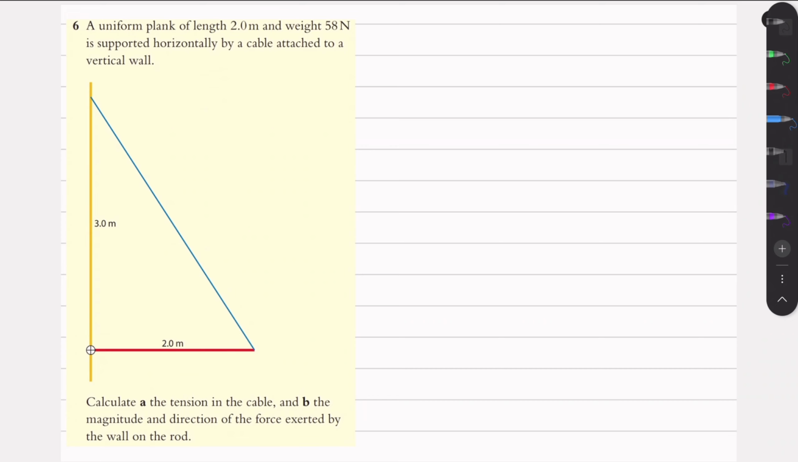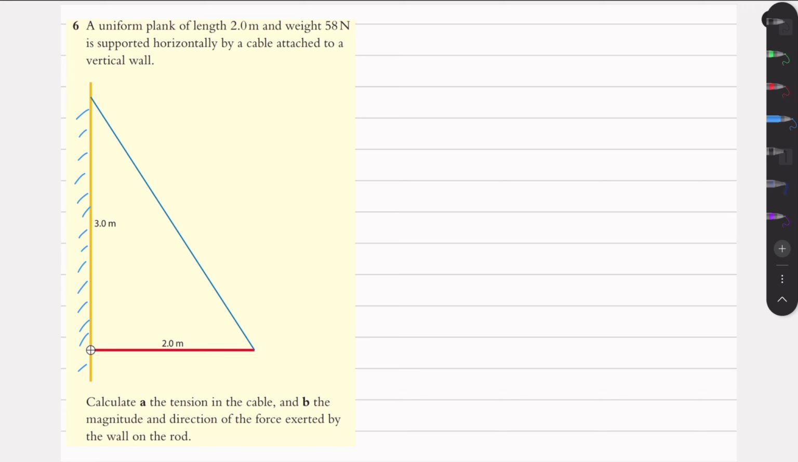So this first question, we have a very common exam style question where we have this ladder. It's a plank supported horizontally by this blue cable, and we have a wall on the left side. This is a fixed surface, and we need to calculate firstly the tension in the cable, and part B, the magnitude and the direction of the force exerted by the wall on the rod.